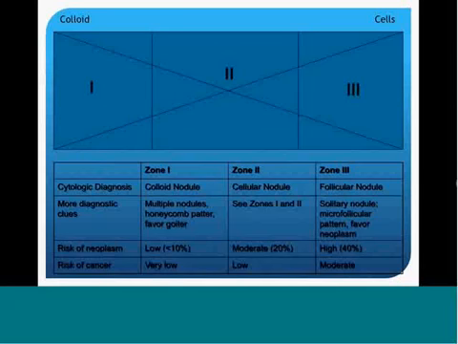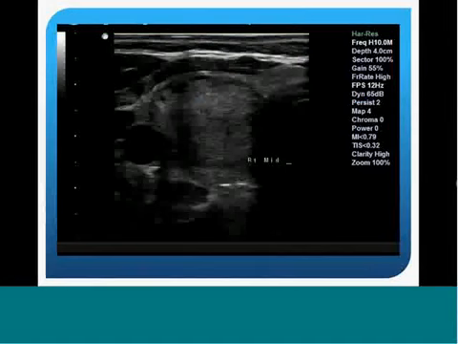if I had a zone 3 nodule, for example, or a class 3 nodule, I would probably send this for molecular analysis, and we would have a better idea of what's going on through the results of that. So this patient was seen, and this is an ultrasound of the right thyroid gland. This is a very large nodule.